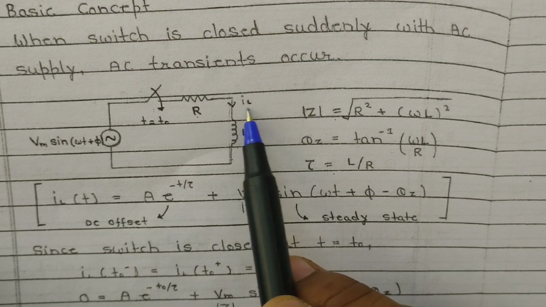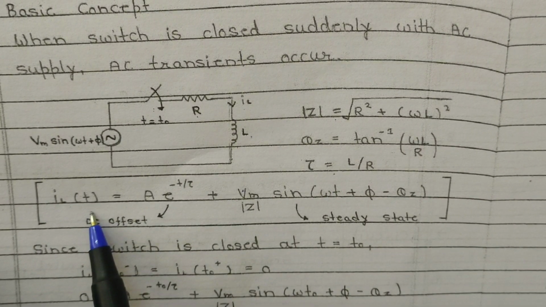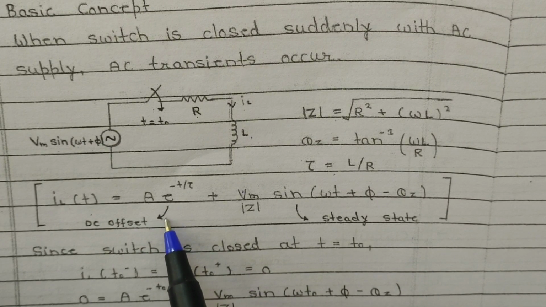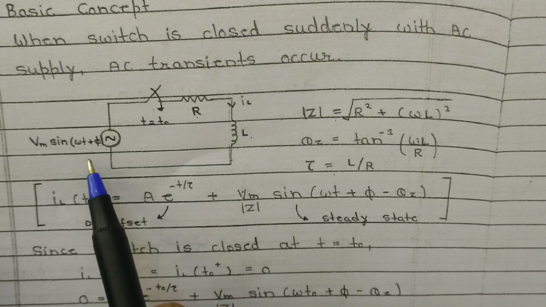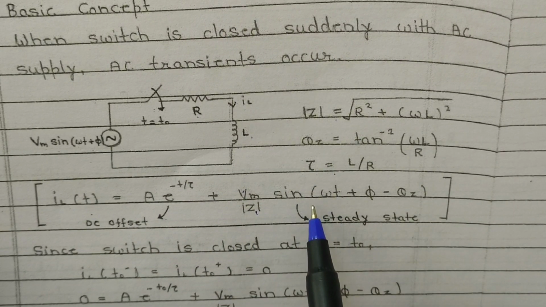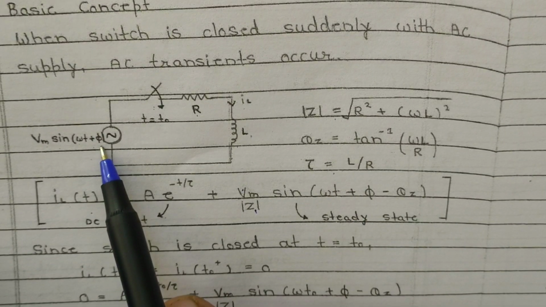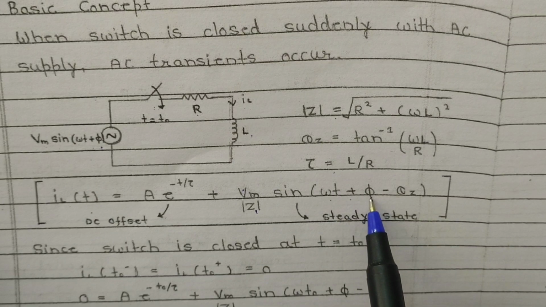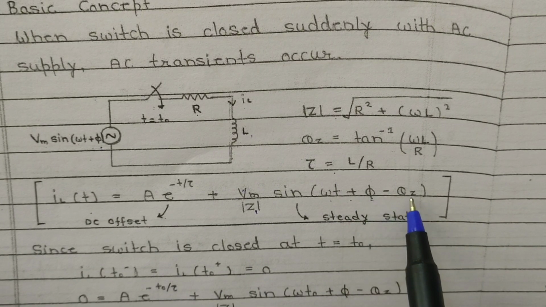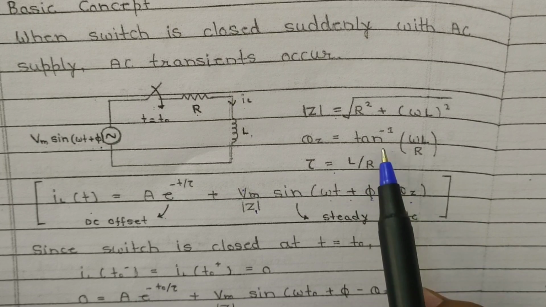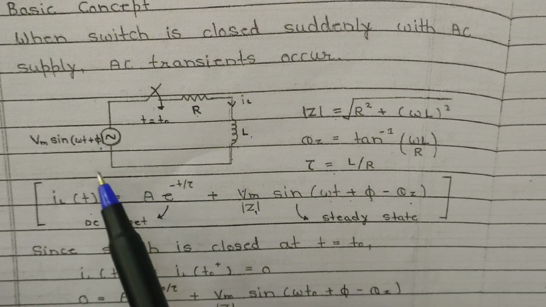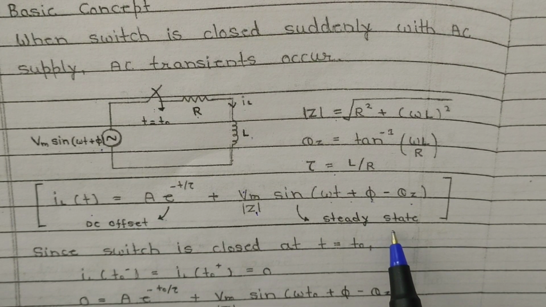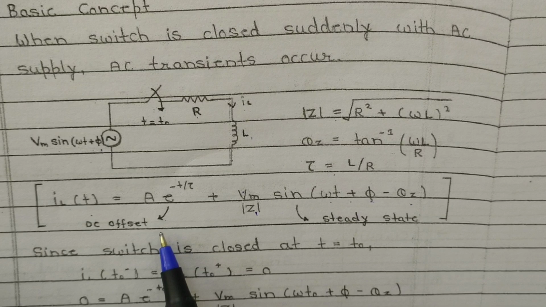Now look at the current through the inductor, IL of t. First he took the DC offset current which is decaying exponentially. Then he took Vm by impedance sine of (omega t plus phi), which is the source voltage, and he is subtracting theta z, the impedance angle. This impedance angle he is subtracting from the source voltage angle. This is the steady state current. This is the DC offset current.